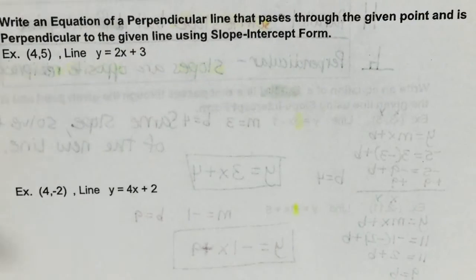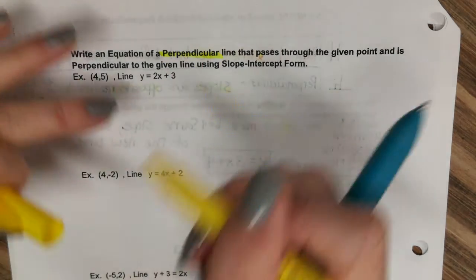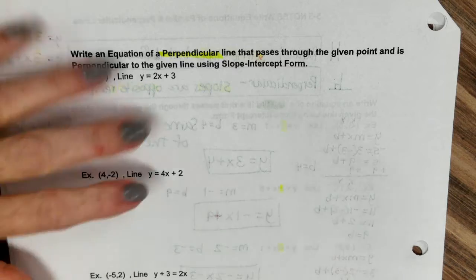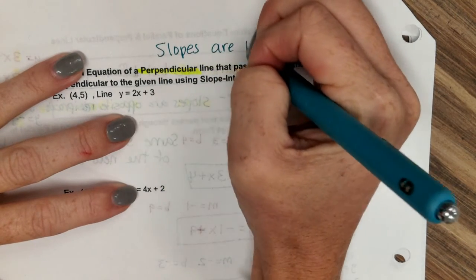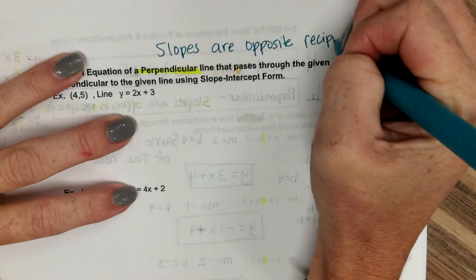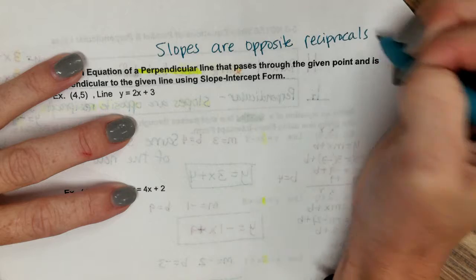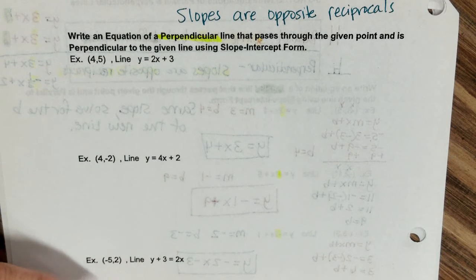All right, what did we learn about perpendicular lines? Their slopes, so write this down. Slopes are opposite reciprocals. So we're going to do the exact same thing we just did, but instead of the slope being identical, we're going to have to make it the opposite and flip it.